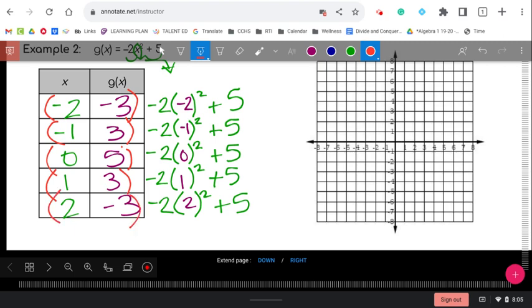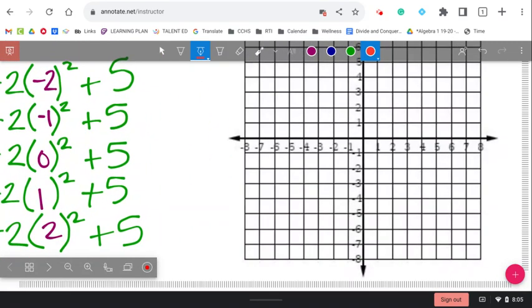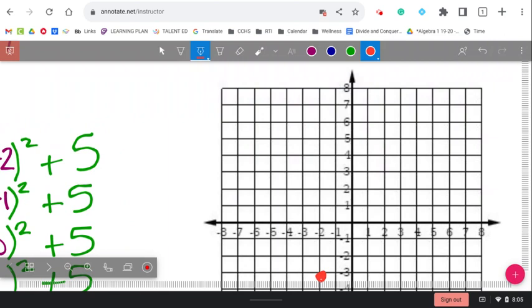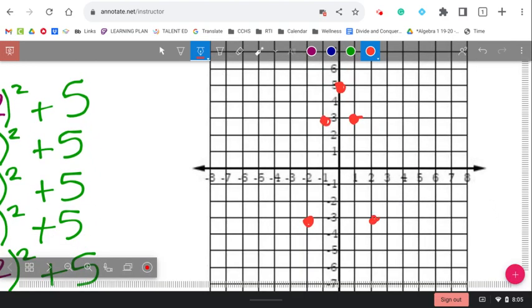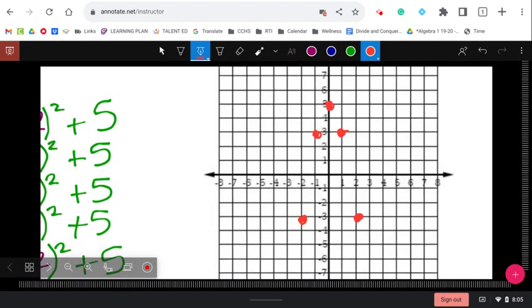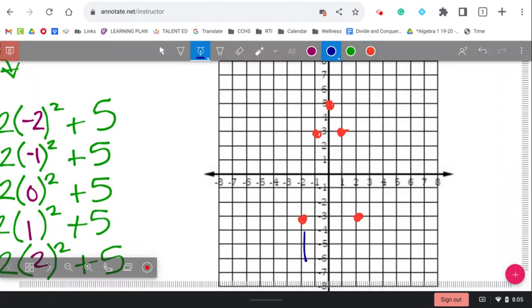Okay. So -2, -3. So over -2 down to -3. -1, 3, 0, 5, 1, 3, and 2, -3. Okay, we can clearly tell that this is not a straight line. But since we had an exponent of 2, this is what we call a quadratic function. It is our upside down U shape.